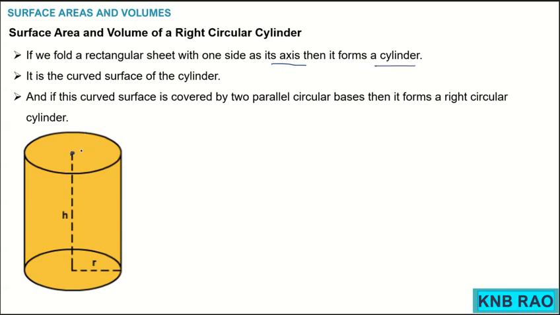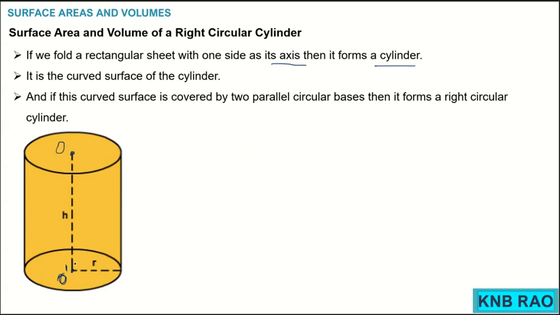Axis of a cylinder is nothing but a line segment joining the center of the upper circular surface with the center of the bottom circular surface. If I say the center of the upper circular surface is O and the bottom circular surface center is O dash, this OO dash is called the axis.